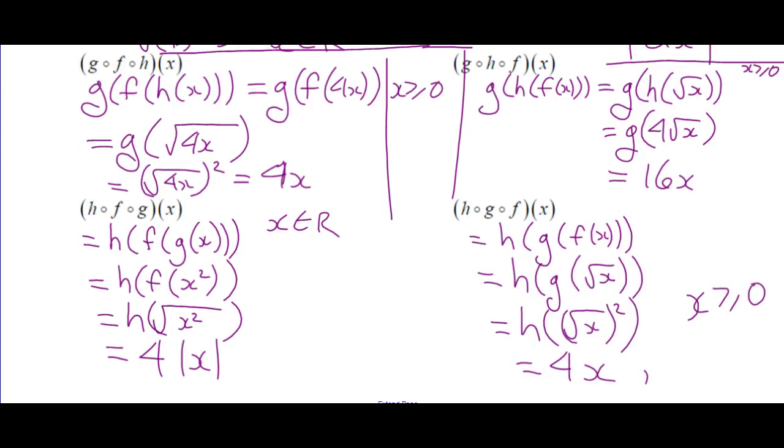So if the first thing that's happening is you're taking the square root of x, then you have to make sure that x is positive. Then you're squaring the square root of x, you're just going to get out x. Then you're multiplying by 4, you're going to end up with 4x. Okay?